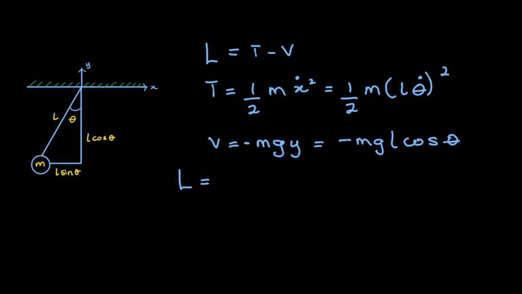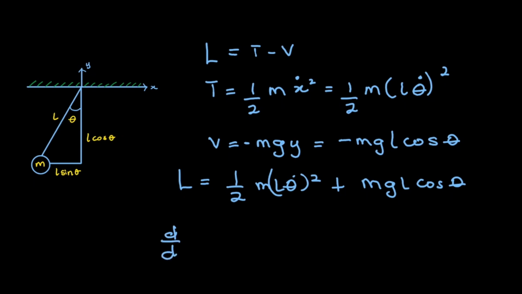Simply writing out the Lagrangian, we have half m L squared theta dot squared minus minus mgL cos theta. Now that we have this, we can write the Euler-Lagrange formula, which gives us d over dt of the differential of the Lagrangian with respect to theta dot, minus the differentiation of the Lagrangian with respect to theta, which equals 0. Now, using this equation, we're simply going to differentiate everything accordingly.